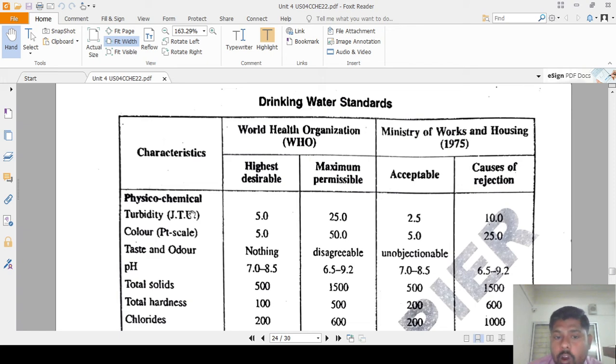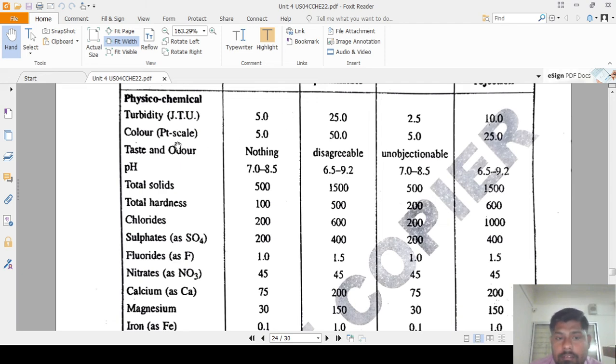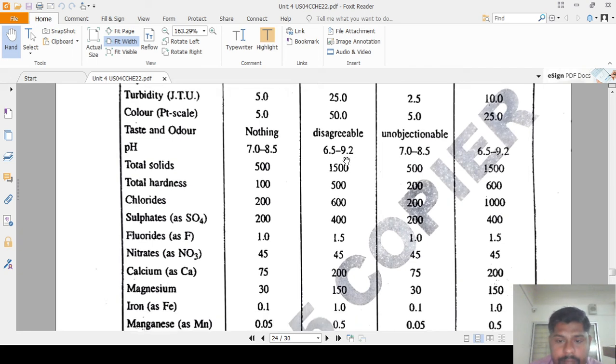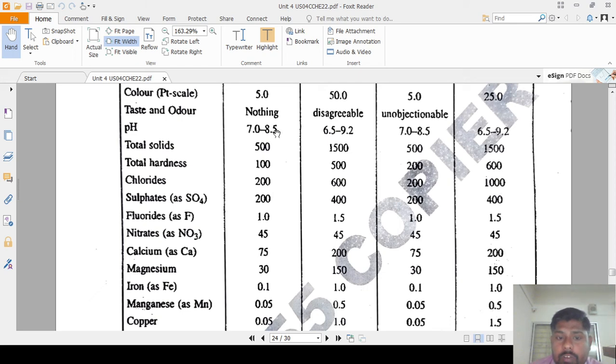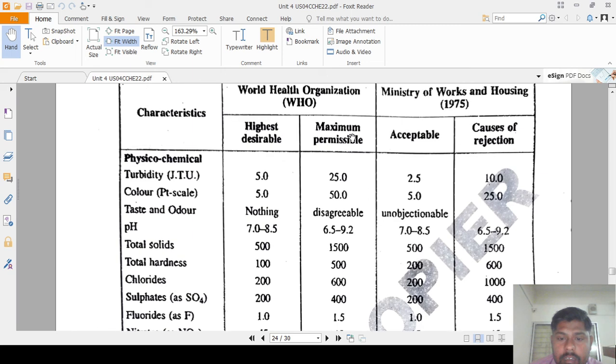Okay, like some physico-chemical properties. According to WHO and according to the Ministry of Works and Housing, MWH, the turbidity in the water, highest desirable value is 5. Maximum permissible is 25 according to WHO, but according to the Ministry of Works and Housing it is 2.5 acceptable and cause of rejection is 10. So, that is called drinking water standard. Okay, color, that is 5, 50 according to MWH, 5 and 25. Taste and odor is disagreeable, unobjectionable. pH, that is 7.0 to 8.5, 6.5 to 9.2, that is maximum permissible limit according to MWH, that is 7 to 8.5, and rejection, that is 6.5 to 9.2.